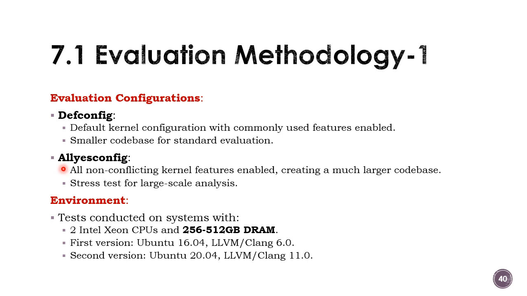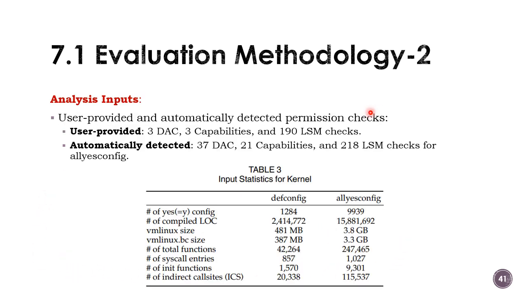And the second one is allyesconfig. It's basically all non-conflicting kernel features enabled, which means it's basically the source code of the whole huge Linux kernel code base. So this is also a stress test towards the PACS tool proposed by the paper and other tools for comparison. And here we have the environment of the hardware, just for your reference in this paper.